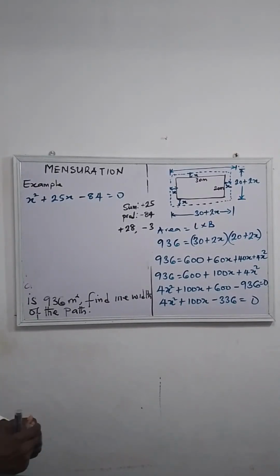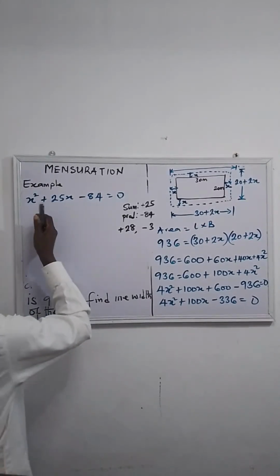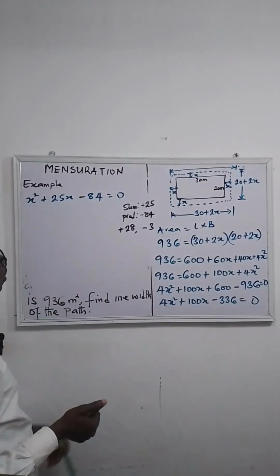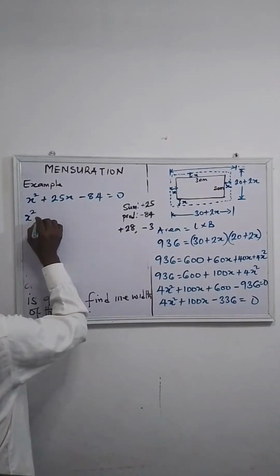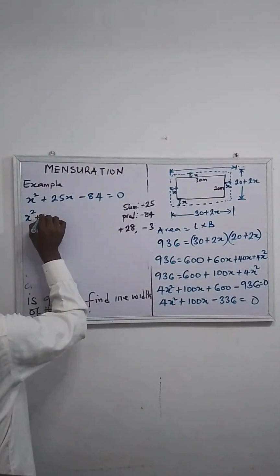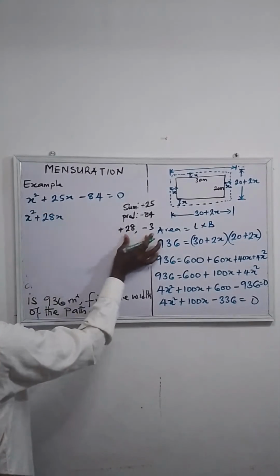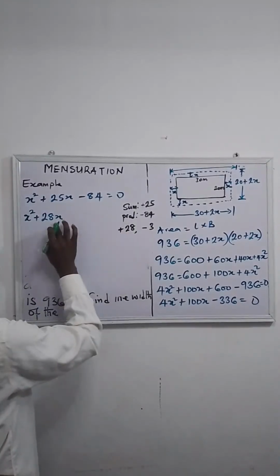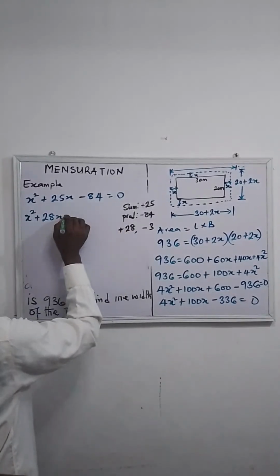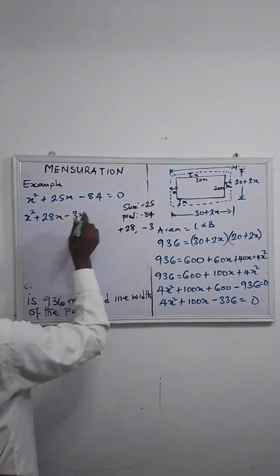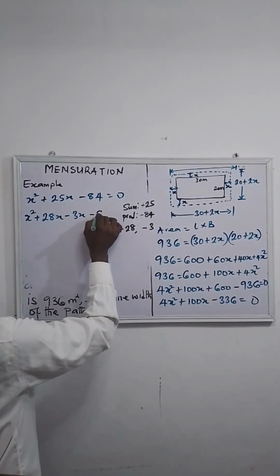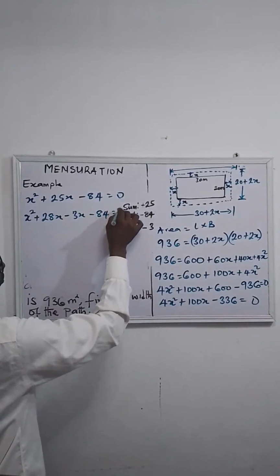Okay, so now let's look at it. So this now turns to x squared plus 28x. Okay, we are going to incorporate this one here. So we have 28x minus 3x, negative 3x, so minus 84 equals 0.